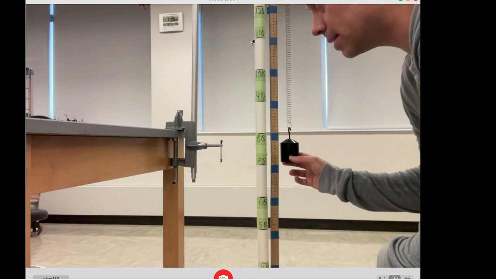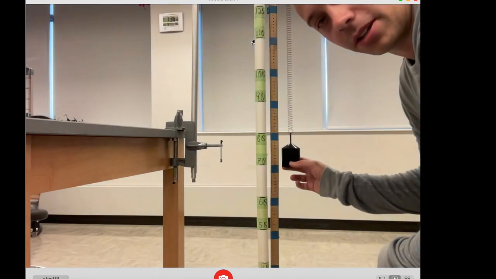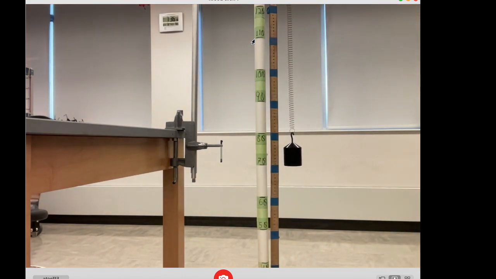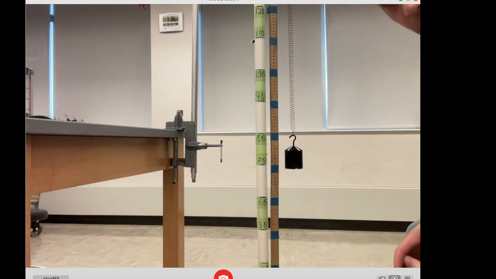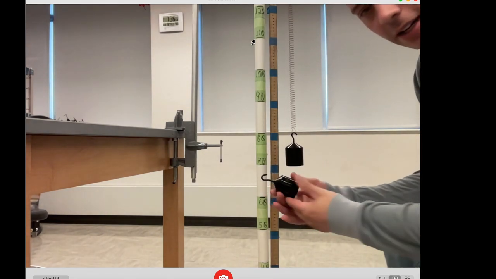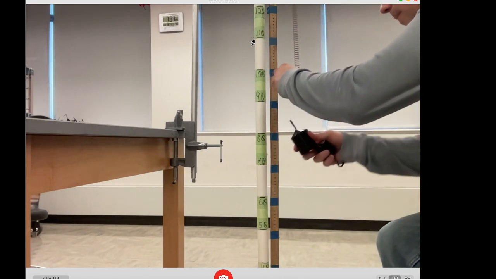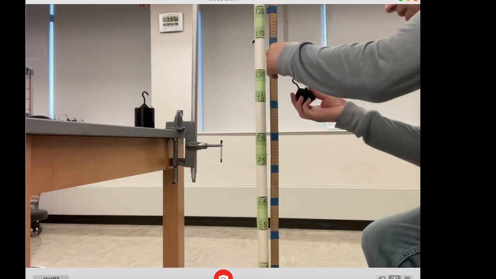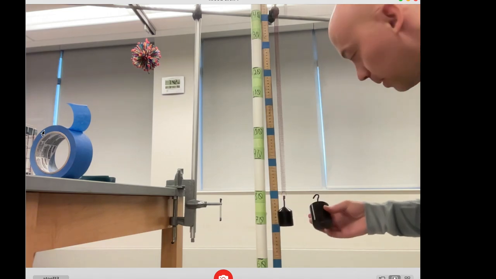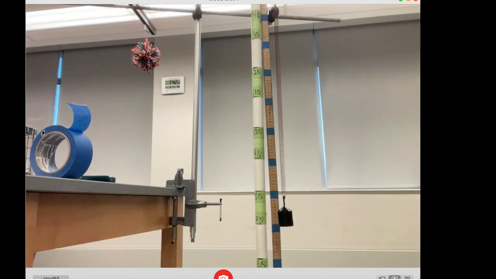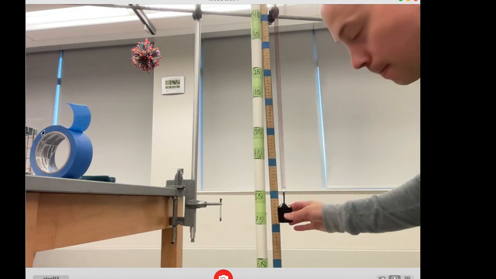What I'll do next is find a mass that's a little bit smaller, and that's going to change our period and frequency. The hanging mass I'm using now is a 1,000 gram mass. I'm going to replace it now with a 500 gram, which is half as heavy. Okay, so I replaced the 1,000 gram mass with a 500 gram mass. I positioned it so that it's in the same spot that the other one was in.